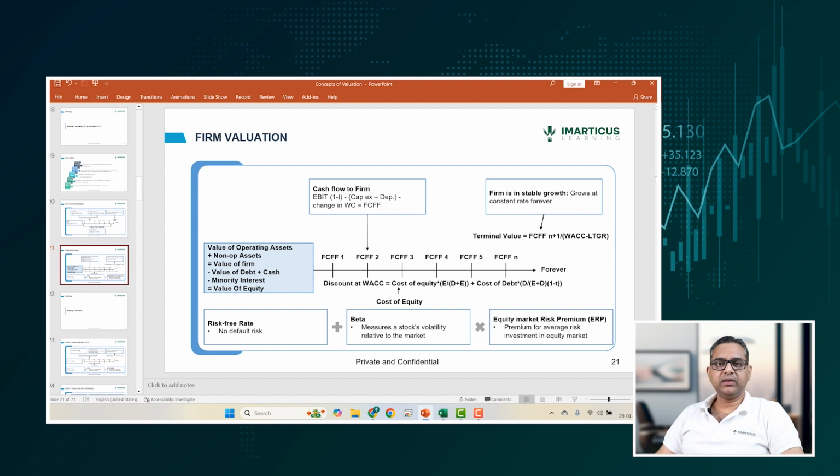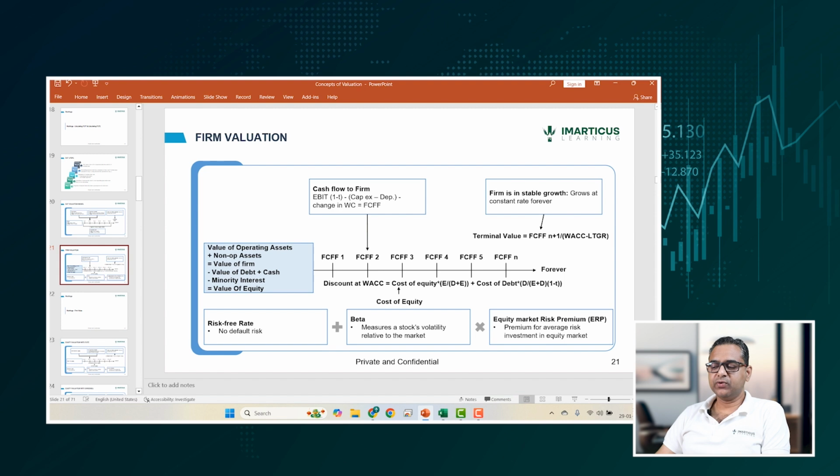Those will be captured in the terminal value of the company, which will be calculated as free cash flows to the firm for the period next to the ending period of the explicit forecast period, FCFF for period n plus 1, divided by WACC minus long-term growth rate, that is weighted average cost of capital minus long-term growth rate, which can be taken as the economic growth rate for the economy in which the company is operating. So this will give us the terminal value at the end of period n.